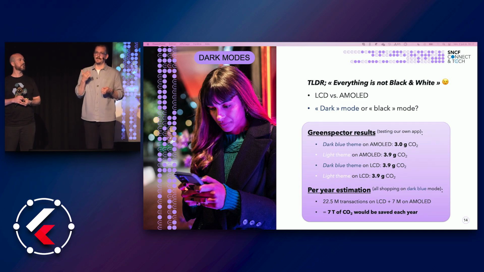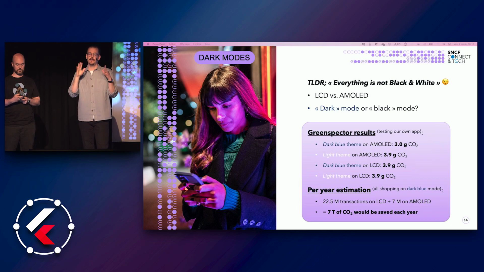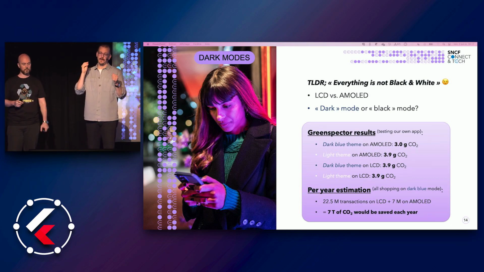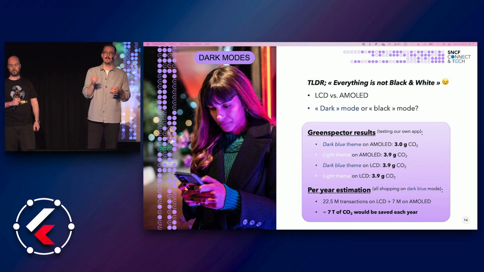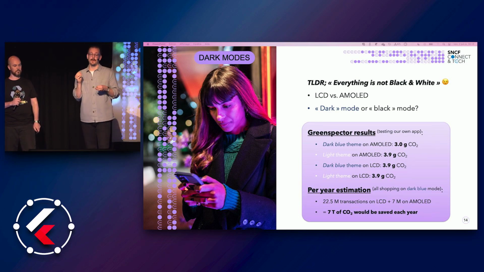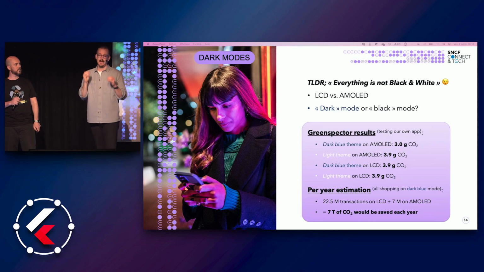we have a dark blue theme, and we ran some tests with our partner Green Spectre to show that we had a 25% reduction on the same flow, our shopping flow. So estimating that there will be around 30 million times this flow displayed on mobile phones, it comes to a saving of 7 tons of CO2 each year. So be it black mode, dark mode, don't hesitate to use it.